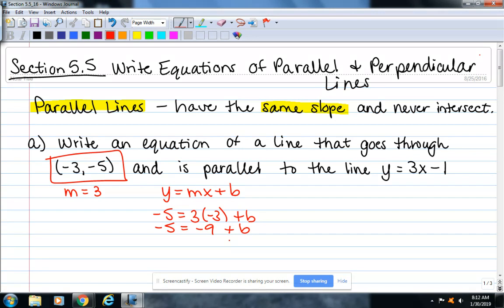Now what? Add 9. What is -5 plus 9? 4 is my b. Here's m. Here's b. What's my equation?